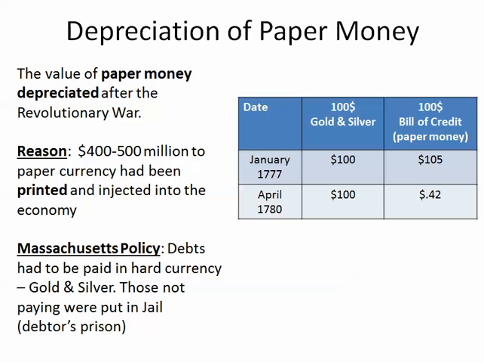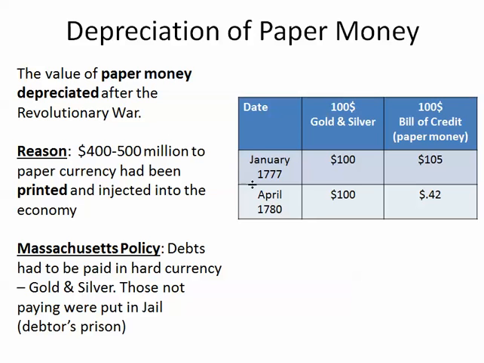As a result of the American Revolution, Massachusetts had printed too much currency. Each state had the power to print its own currency under the Articles of Confederation, and Massachusetts had printed $400 to $500 million of paper currency in order to fund the American Revolution. And they're going to inject that into the economy. What that's going to do is cause inflation, and the value of paper money, what we call bills of credit in Massachusetts, is going to depreciate. In other words, its value is going to decrease after the American Revolutionary War.